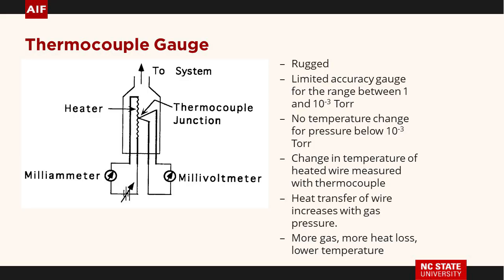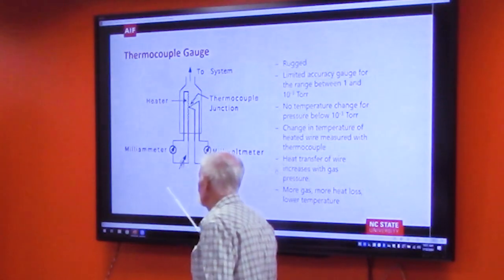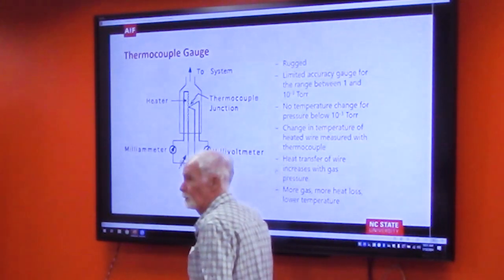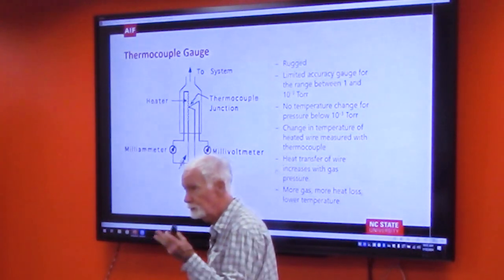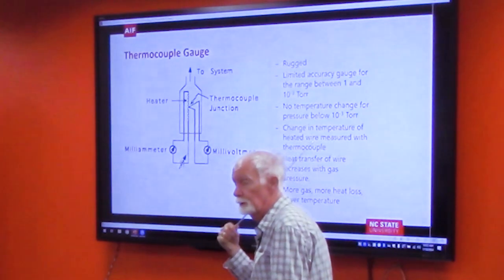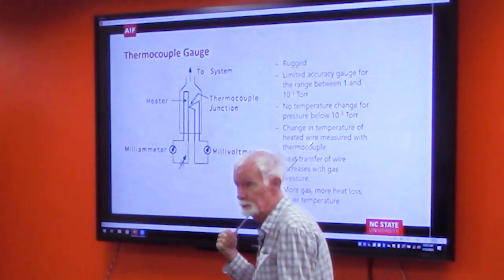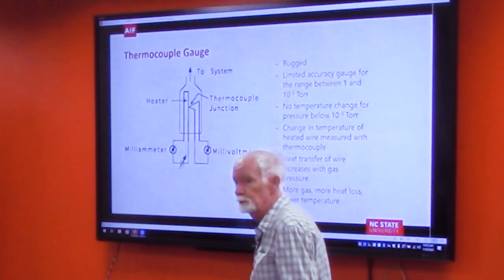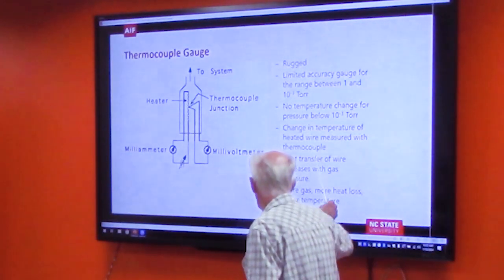Thermocouple gauge. Pretty neat. And thermocouple gauges are pretty simple. Heater wire and a thermocouple wire. Four wires. How does it work? 10 to the minus 3 torr. So this is something you're going to use for your fore pump. The Bourdon gauge won't get you to 10 to the minus 3, and you wouldn't trust it anyway. So this is your gauge used for checking your fore pump.